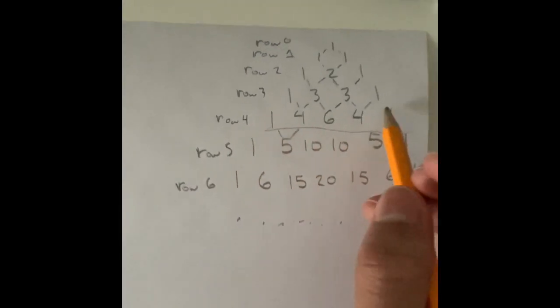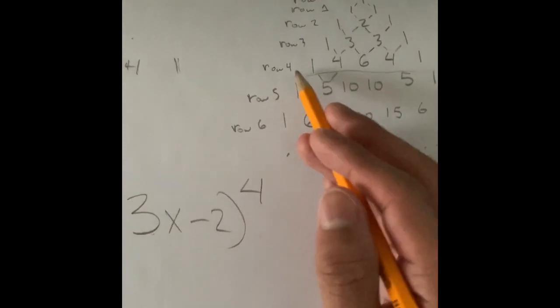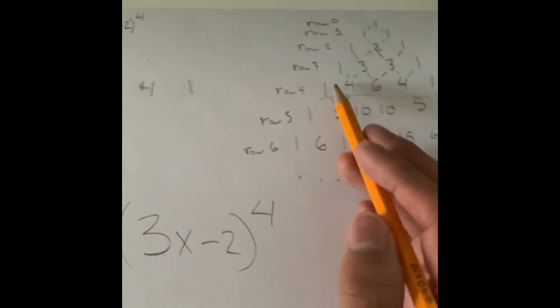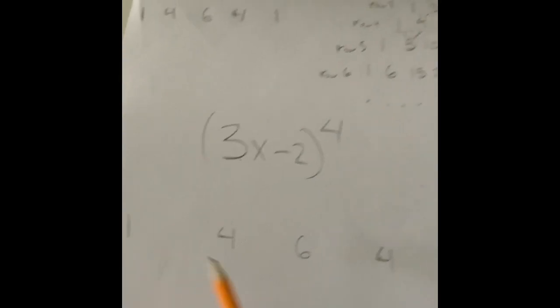So in this row, let's write out the numbers. Those are going to be our coefficients for the expansion. Since it's the fourth power, we got the fourth row, so the second number is 4. That's how you know it's the fourth row, fourth power. And then we got 1, 4, 6, 4, 1. So write those out. Those are going to be our coefficients.